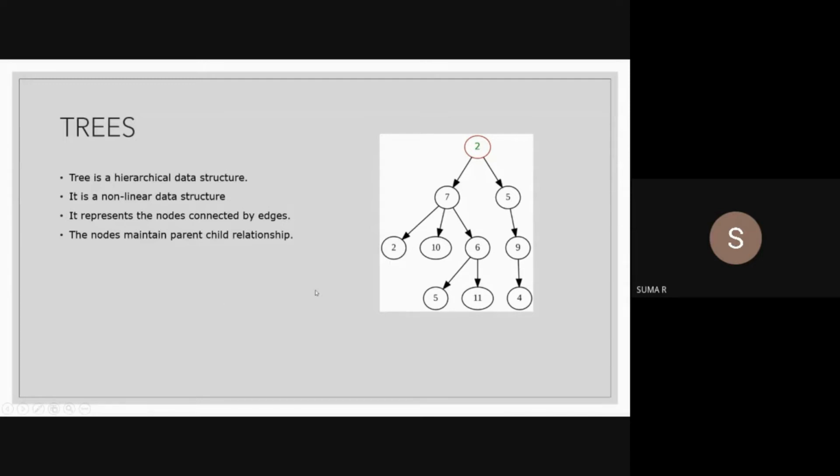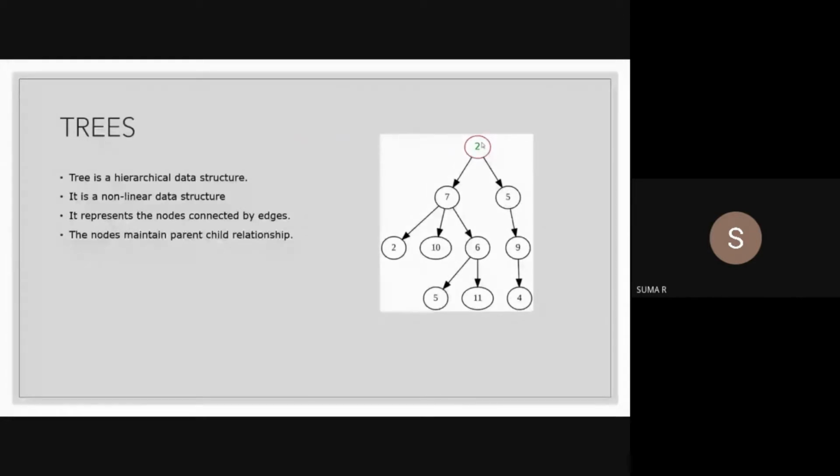But in a nonlinear data structure, for example, in the given diagram, it is a tree. Here, if we want to read the data nodes, we can follow different paths. For example, 2, 7, 2, 10, 6, 5, 11, 5, 9, 4. This is one way of reading the data nodes. Another way I can follow is like this: 4, 9, 5, 6, 5, 11, 10, 2, 7, 2. There is no specific order to follow the data nodes. That is why it is called a nonlinear data structure.